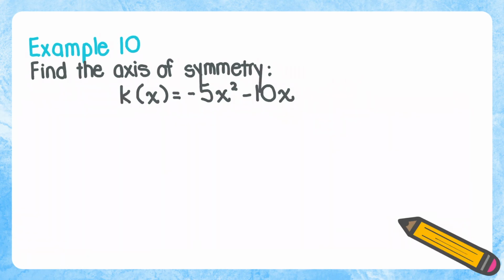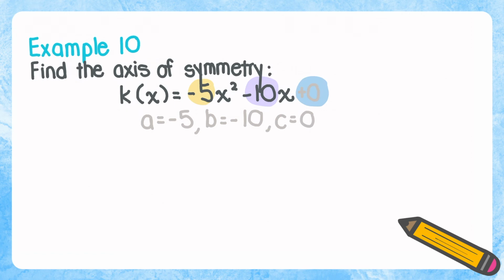Let's look at a few more examples. Here we have k of x equals negative 5x squared minus 10x. Let's identify a, b, and c. So a equals negative 5, b equals negative 10, and notice right here we have an empty constant. So c equals 0. A equals negative 5, b equals negative 10, and c equals 0.